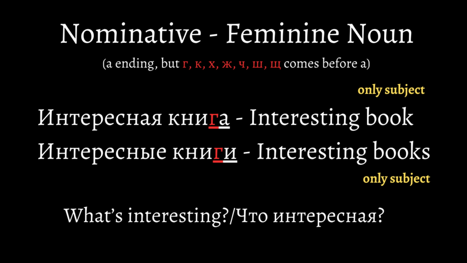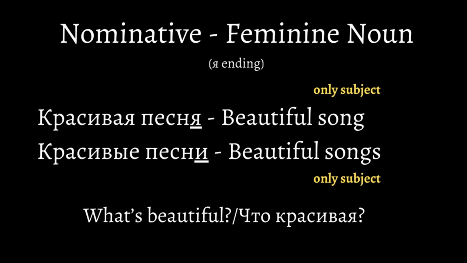Интересная книга and интересные книги. The ending in this noun is га, so instead of replacing it with ы, replace it with и. Here we have a feminine noun that ends in я, красивая песня, and красивые песни. We pluralize it by replacing я with и.